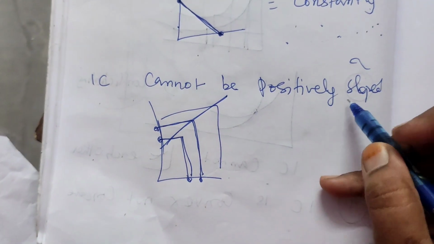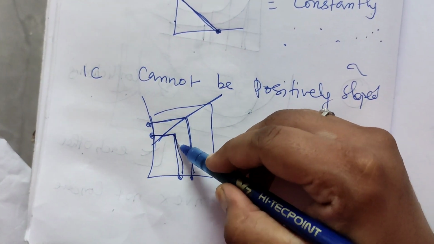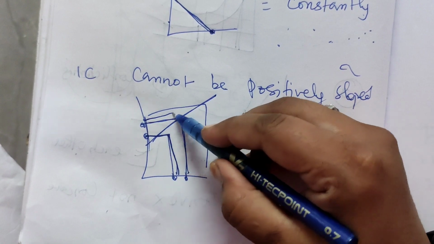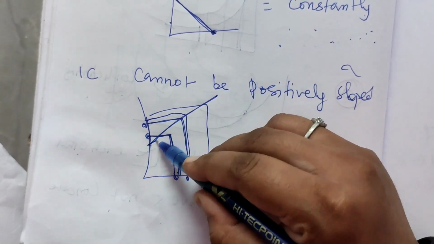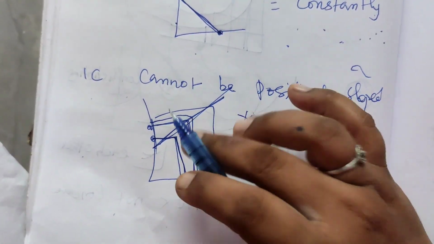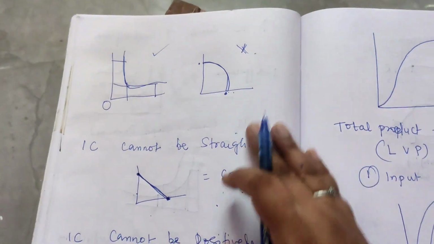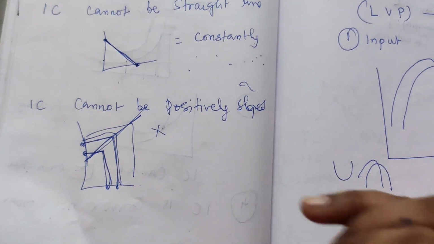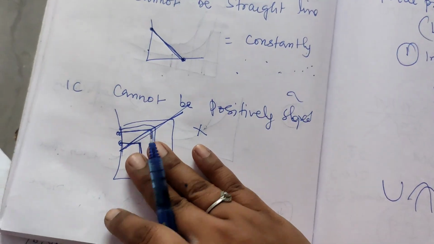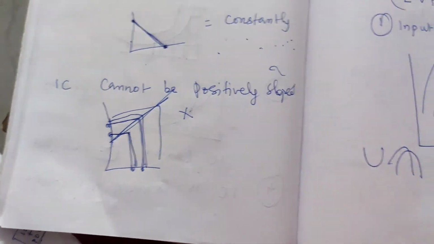IC cannot be positively sloped. Why? Because here we cannot go for the maximum of the one product and the maximum of the other product. So IC curve cannot be positively sloped. If you write this much, you will easily get 6 marks. You need to write the diagram and then you need to write the story that I said.